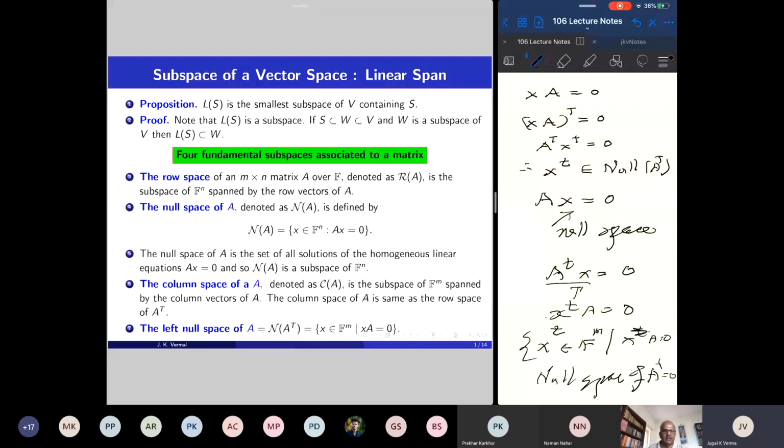So these subspaces are associated with a given M by N matrix. Okay, we will meet these four subspaces later. A lot of linear algebra is concerned with identifying and computing these four subspaces of a given matrix. So let us proceed.